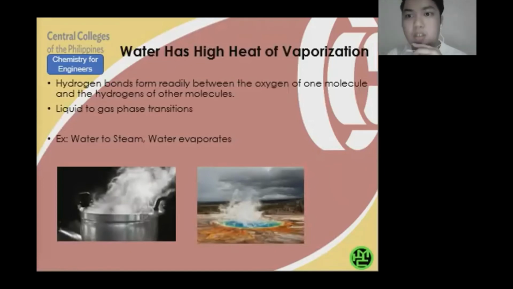Now, water has a high heat of evaporation. Hydrogen bonds form readily between the oxygen and hydrogen molecules, and water has a bizarrely high specific heat. In general, it's the highest of liquids due to hydrogen bonding between molecules. This means the water can absorb heat energy before changing temperature. The energy goes into breaking hydrogen bonds. It takes a lot of energy to make water increase in temperature.